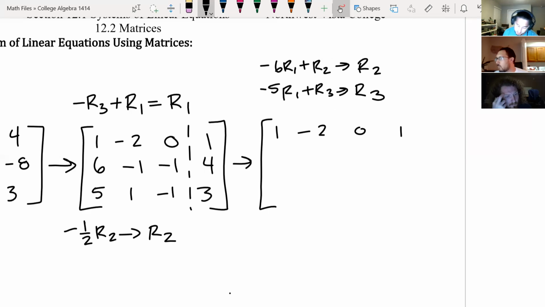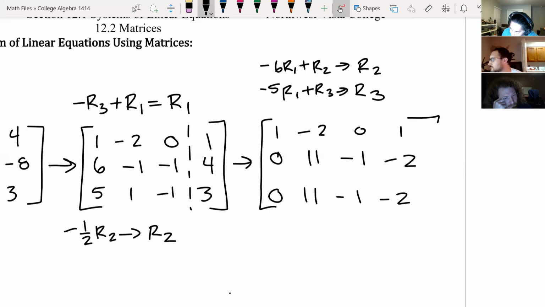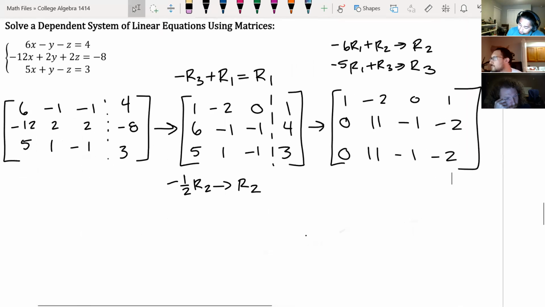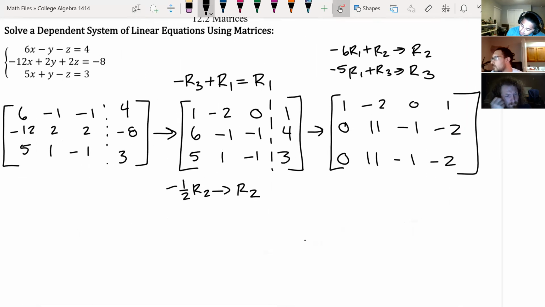So this stays the same: 1, -2, 0, 1. And -6 plus 6 is 0. +12 plus 1 is 11. 0 plus -1 is -1. And -6 plus 4 is -2. Beautiful. Next, -5 plus 5 is 0. 10 plus 1 is 11. 0 plus -1 is -1. And negative 5 plus 3 is negative 2. Woo! There we go. We're moving. And then next, I'm going to make the bottom row into 0. So what we're going to say next is negative row 2 plus row 3 is equal to my new row 3.